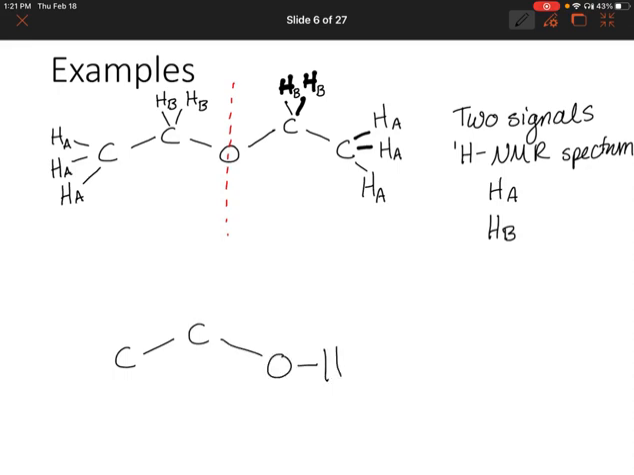So this time we're looking at an alcohol. See if you can figure out how many signals we would find on the NMR spectrum for this molecule. And feel free to pause the video if you want to try it on your own first.